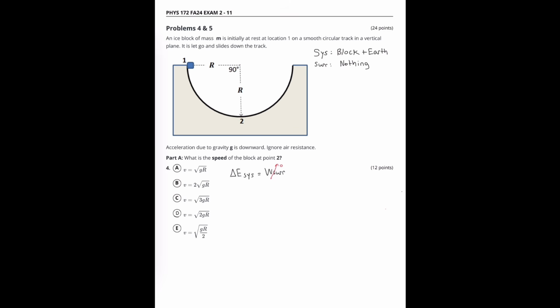We can rewrite our change in energy of the system as the change in kinetic energy plus the change in potential energy is equal to 0. We can also rewrite this as 1/2 m (v final squared minus v initial squared) plus mg times the change in y. So since we are initially at rest, we can say that v initial is equal to 0, and our v final is unknown, and that's what we're solving for in this case.